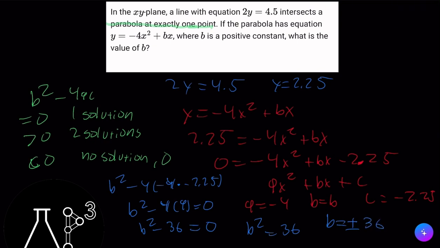What are they asking for? b as a positive constant. Therefore, b equals 6. And if you plug that into the second equation of -4x squared plus bx, you should be able to realize that because they have different slopes, they intersect at one point.